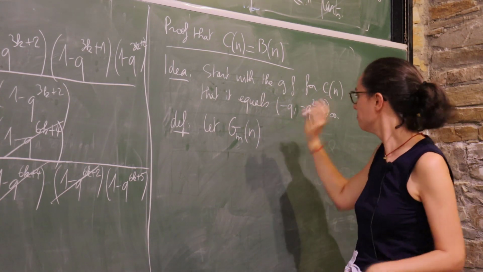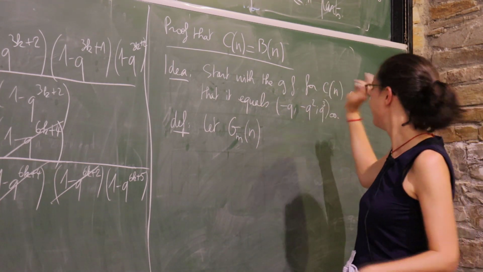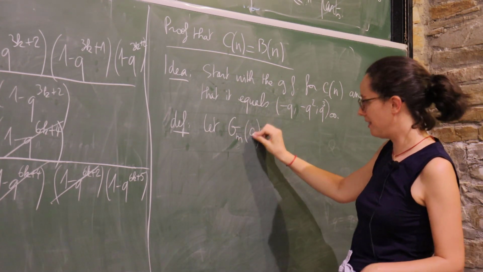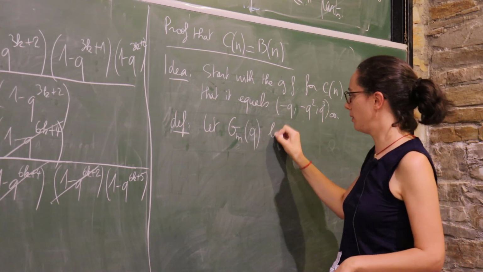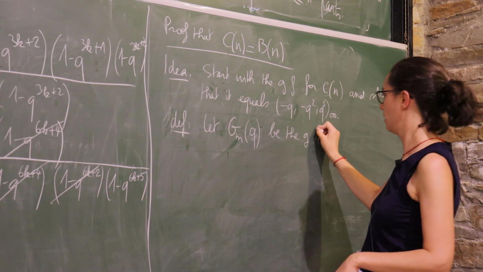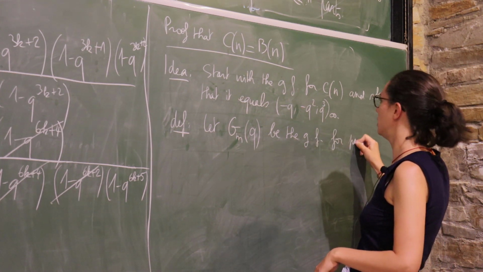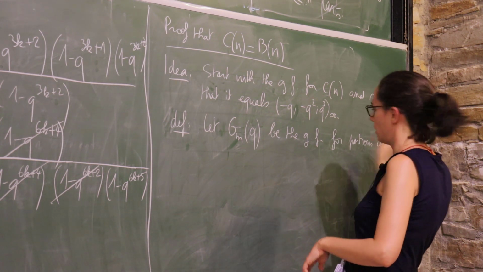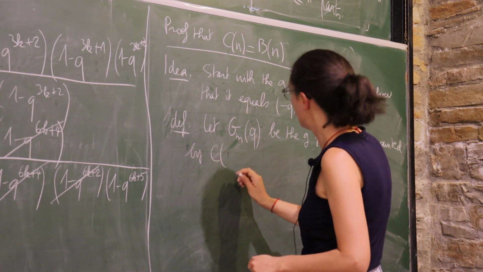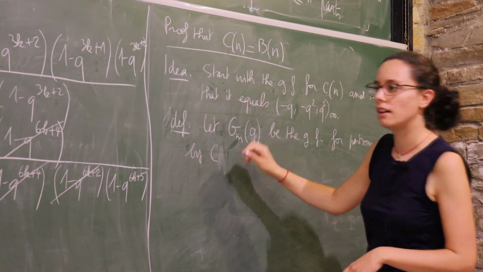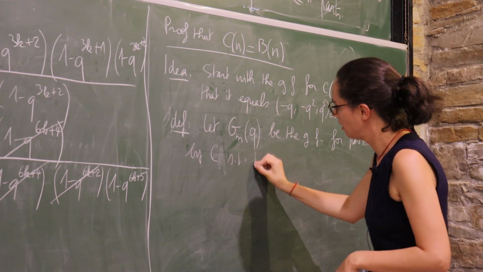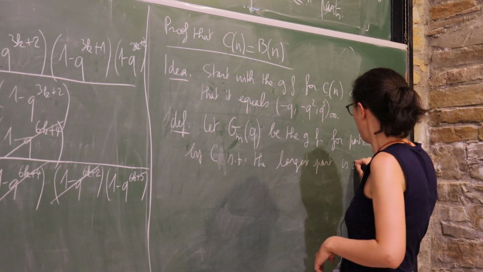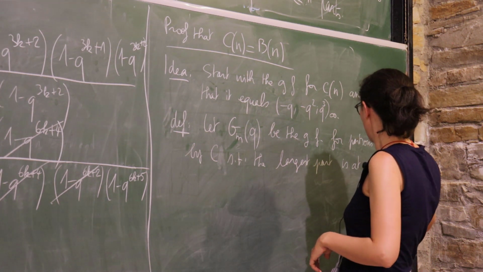Yeah, I'm taking G, but there is a reason that I'm not taking C. So that will be, sorry, that's not of n, that's of q. So that's the generating function for partitions counted by C, such that the largest part is at most m.